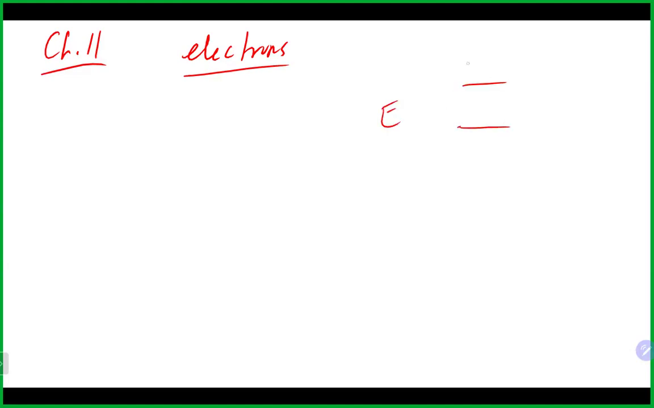Okay, we're going to continue on here. We're in chapter 11, and we're talking really in this chapter about electrons, and a lot of what we talked about previously, electrons as they transition from energy level to energy level.